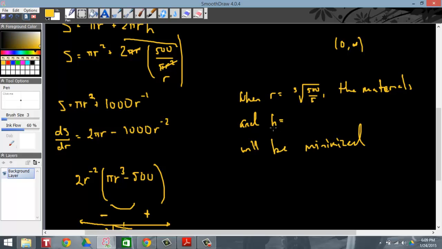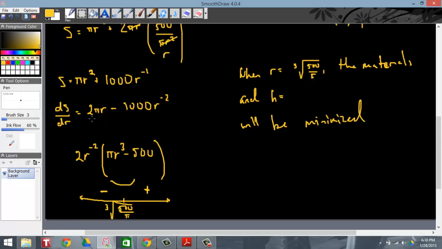I need to find a really easy and safe method to plug in r. So I'm going to go ahead and choose this function right here to plug in r. And for time purposes' sake, I will tell you right now that I got 500 over pi times pi over 500, and that's being raised to the 2/3 power.